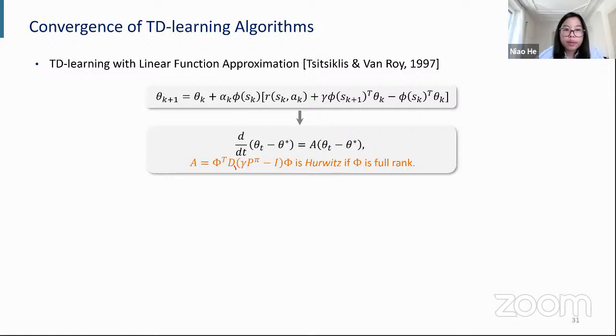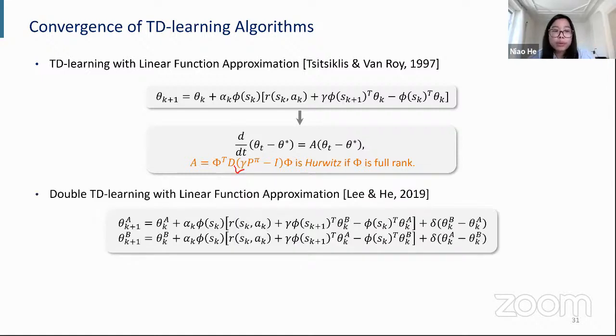Okay. So that's kind of the original results that people try to use to establish the convergence of TD learning. You can also generalize this analysis to other TD learning algorithms. Say, for instance, if we consider the double TD learning algorithms that we proposed a few years back.